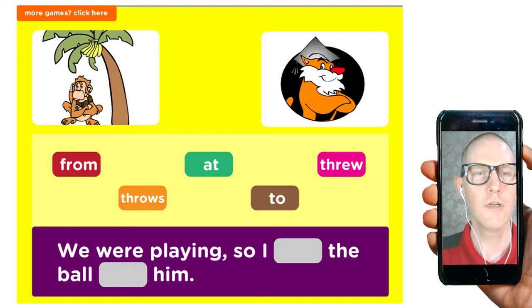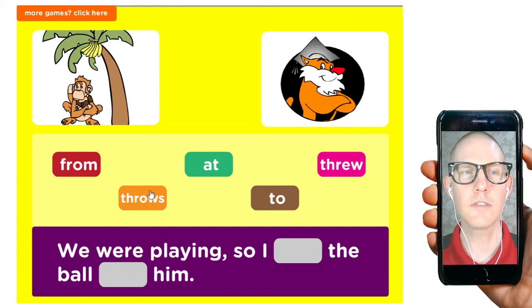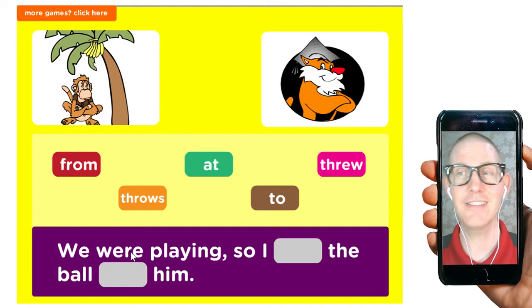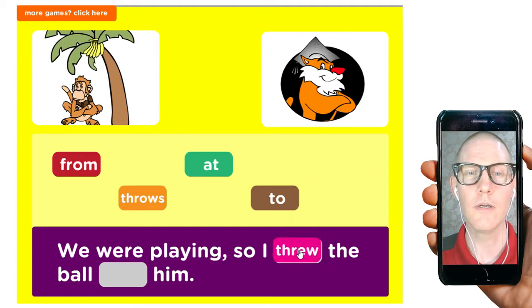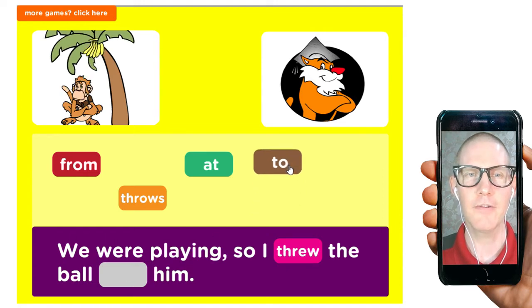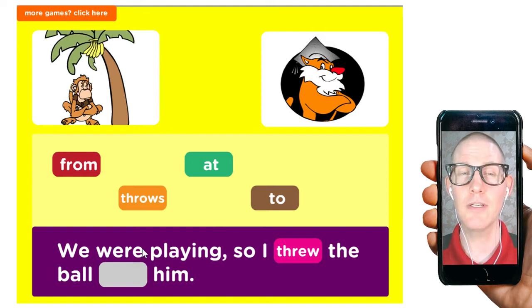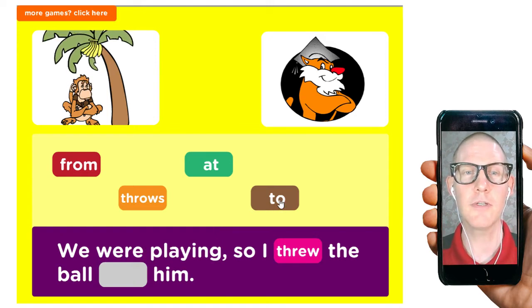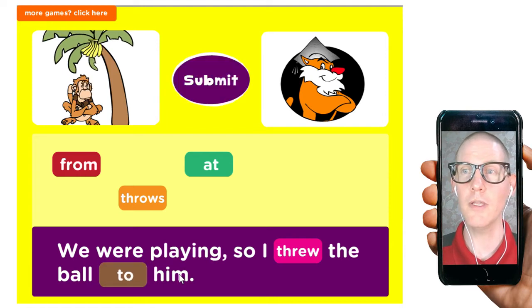Okay, so we were playing and there's a ball and the only verb in here is to throw, right? All right, so we were playing, so it's in the past tense. It's already happened. So I threw, right? I threw the ball. Now there are a couple options here. To or at, but I think they were playing and they were in a good mood, and I'll explain the difference in a moment. We were playing, so I threw the ball to him, right?